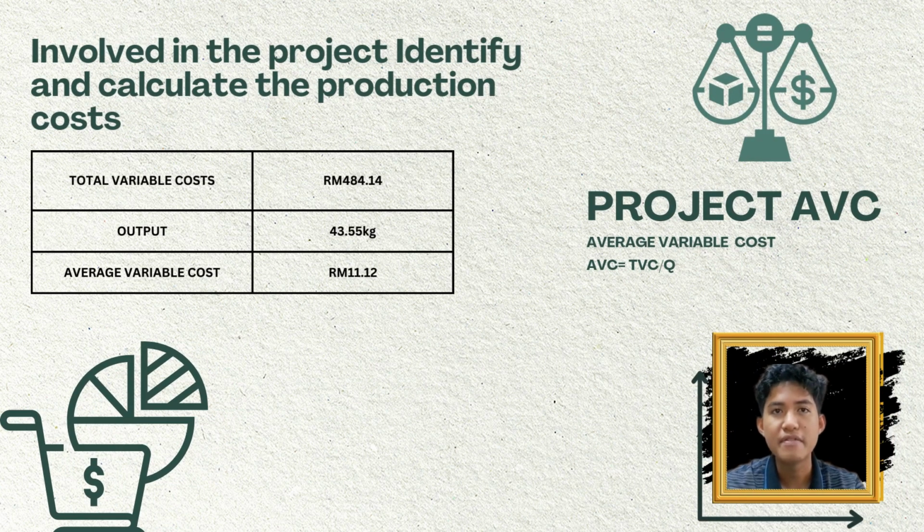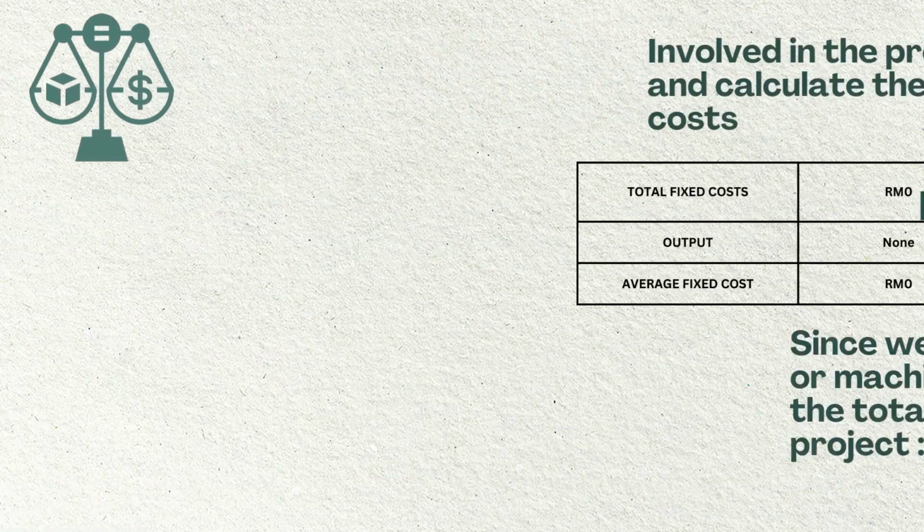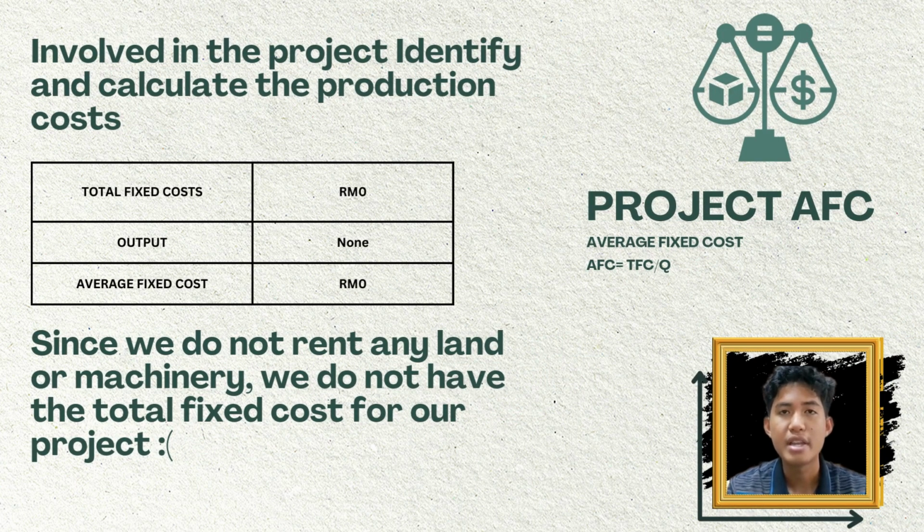Next, we have the AVC, the average variable cost. AVC can be calculated by taking TVC and divided by quantity. So as you can see here, the total variable cost is 484 ringgit and 40 cents. And the output, which is the mass weight, is 43.55 kg. So all you have to do is divide the TVC with the output, and you'll get 11 ringgit and 12 cents.